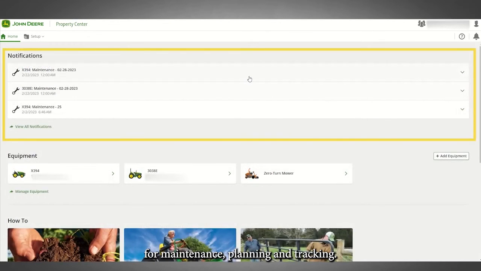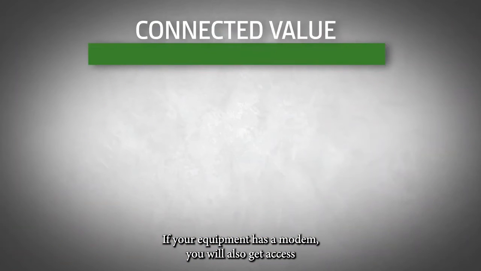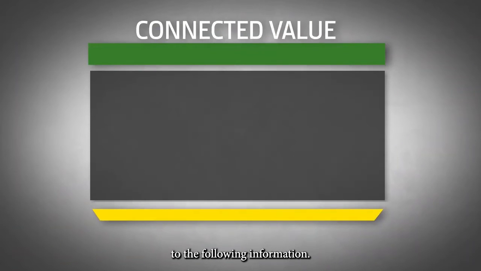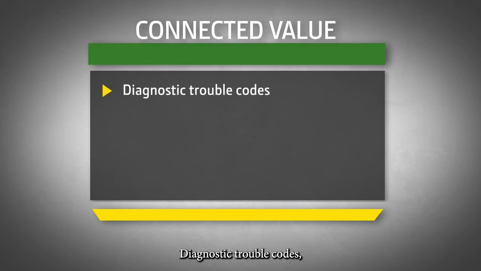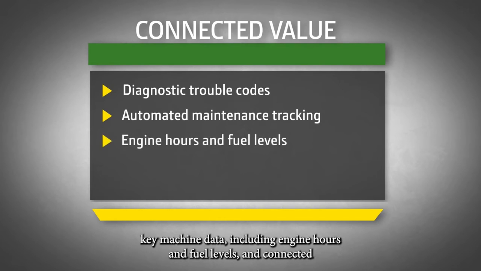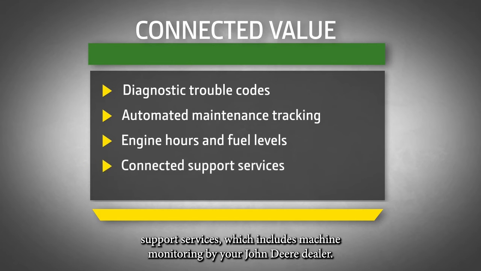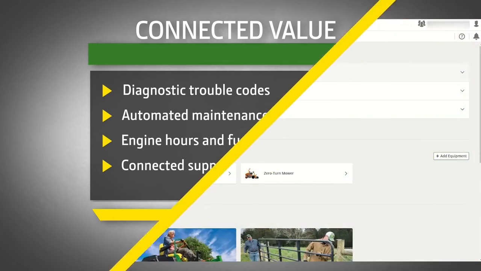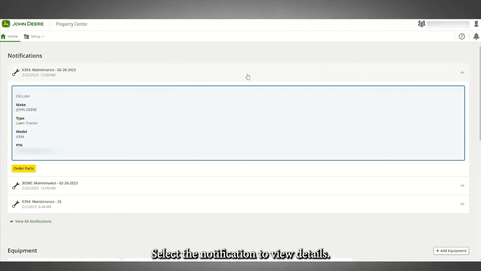Notifications are used for maintenance, planning, and tracking. If your equipment has a modem, you will also get access to the following information: diagnostic trouble codes, automated maintenance tracking, key machine data including engine hours and fuel levels, and connected support services, which includes machine monitoring by your John Deere dealer. Select the notification to view details.